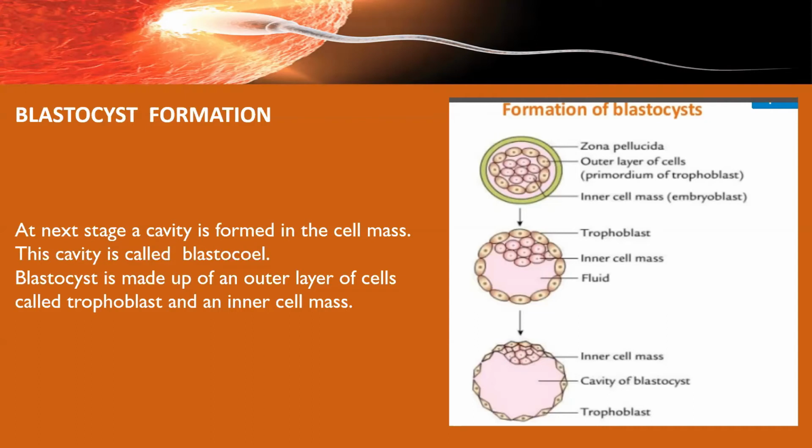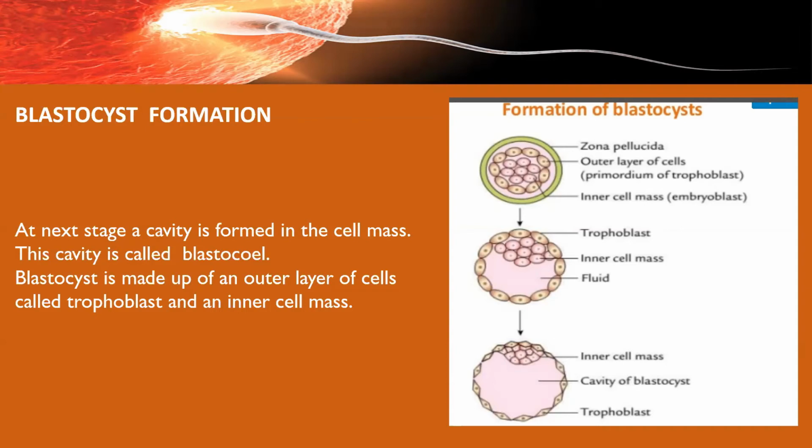Totipotent means they have the tendency to make any structure, also known as the stem cells. So many researches are going on these stem cells. There is no differentiation so far in this morula that this cell is going to form this structure, this cell is going to form that structure. No, there is no differentiation so far.